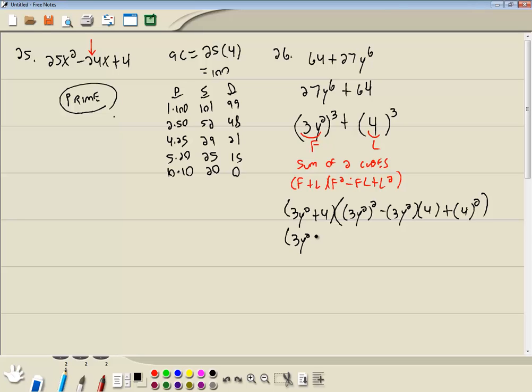So that gives us 3y squared plus 4. 3y squared times 3y squared is 9y to the 4th, minus 3 times 4 is 12y squared, plus 4 squared, which is 16. And that's our answer.